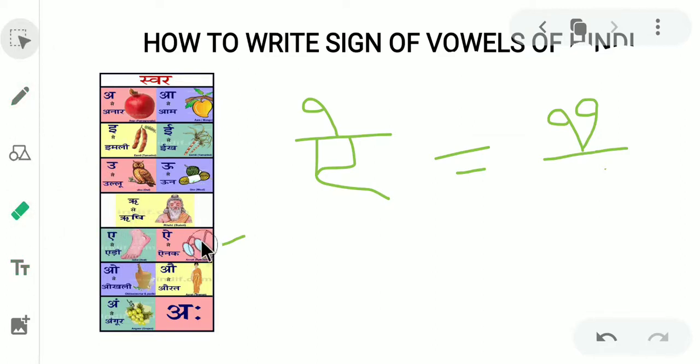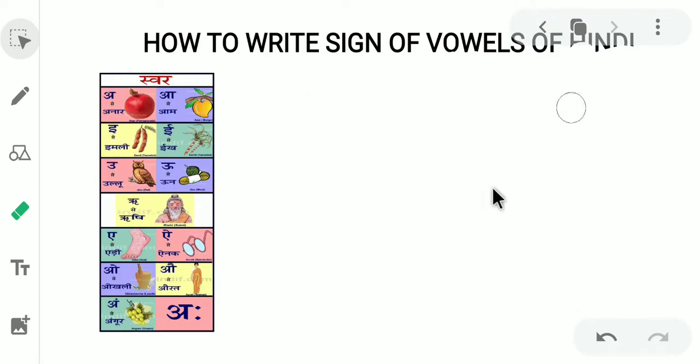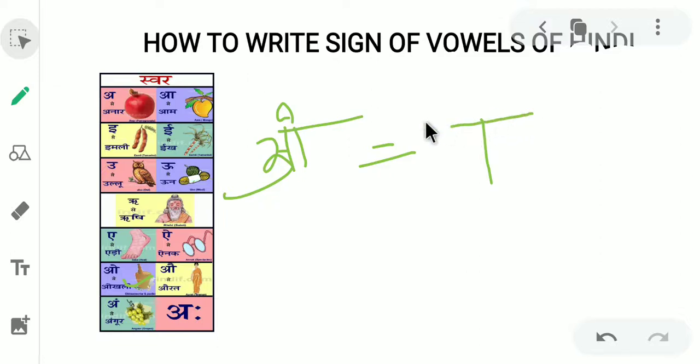Now I'm going to erase it. Again I'm going to write the sign of O. So this is O. If you have to write the sign of O, you can sign like this. You can write the sign like this. It is the sign of O.